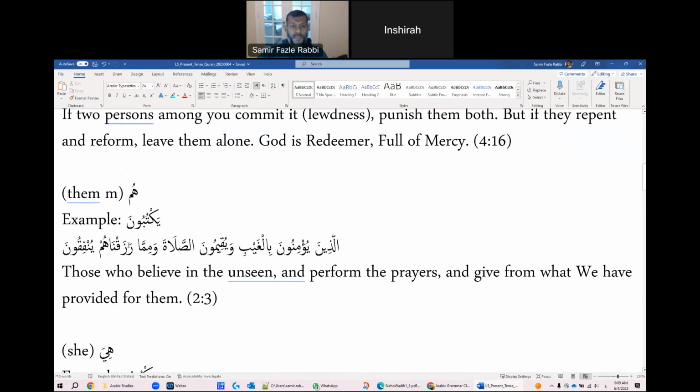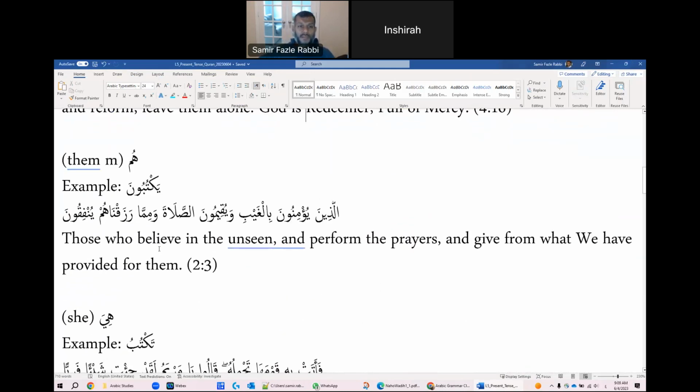All right, so we highlighted that one. And then whom? You can go ahead and read the example and then find it. Okay, the example is يكتبون. I have to read the ayah too. الذين يؤمنون بالغيب ويقيمون الصلاة ومما رزقناهم ينفقون. This one has a few. Let's see if you can get all of them. Okay, so الذين يؤمنون. That's the first one. Yes, very good.